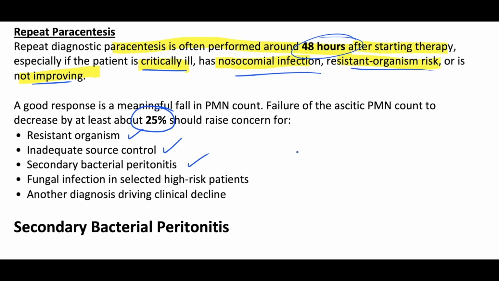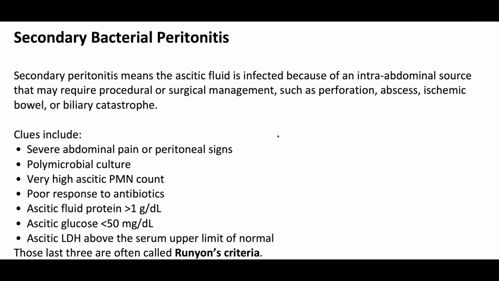Is this actually secondary bacterial peritonitis, right, from an intra-abdominal surgical emergency rather than spontaneous bacterial peritonitis? Every once in a while, you can get a fungal infection in your ascitic fluid, right? So is it fungal in origin, or is there just something else going on? So think about doing that interval paracentesis. Look for that 25% or more decrease in PMNs. And if you're not seeing that, consider, are you under treating or do you not have source control or is something else happening? That leads nicely into secondary bacterial peritonitis.